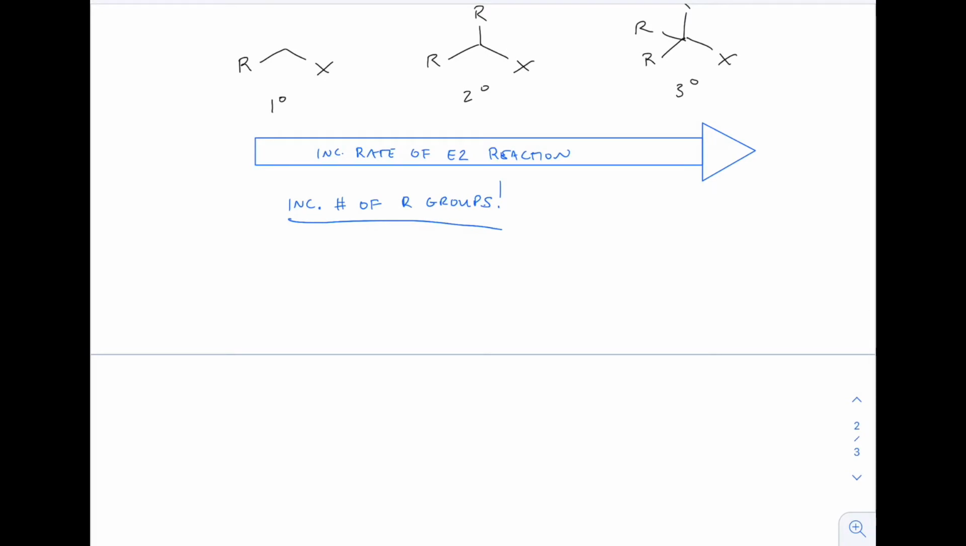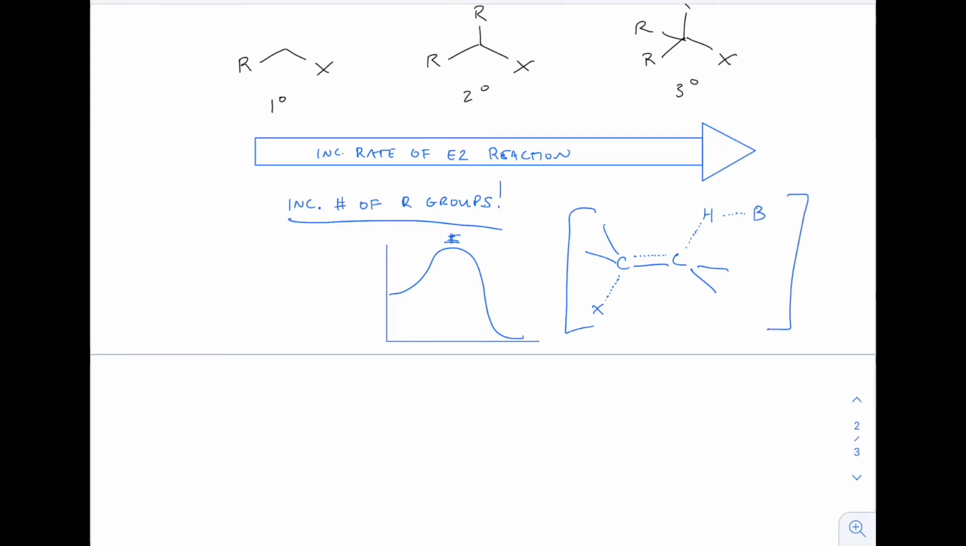Okay, so again, we could talk a little bit more about this, but let's draw an energy diagram here for you. That's gorgeous, right? So we got that transition state on the top, right? So remember what the transition state looked like. We had a partial double bond being formed, and then obviously the partial breakage of that carbon-hydrogen bond, partial formation with the B-H bond, and then partial breakage of the C-X bond.